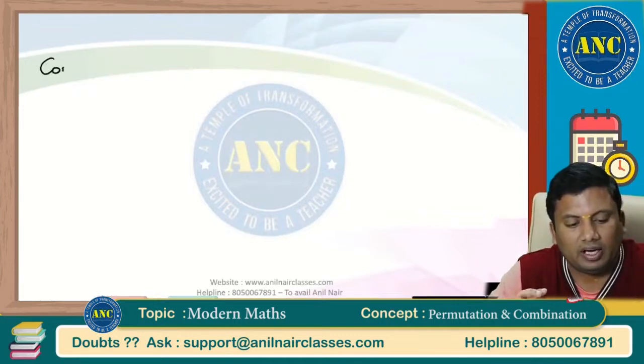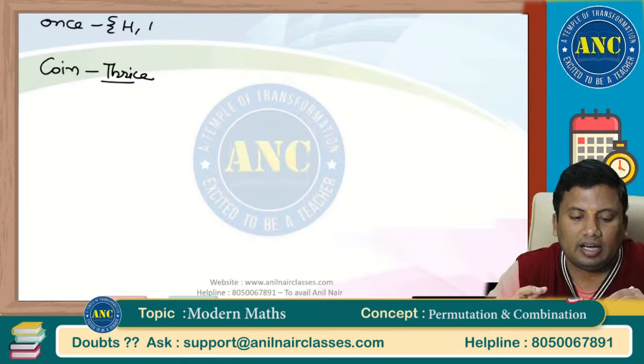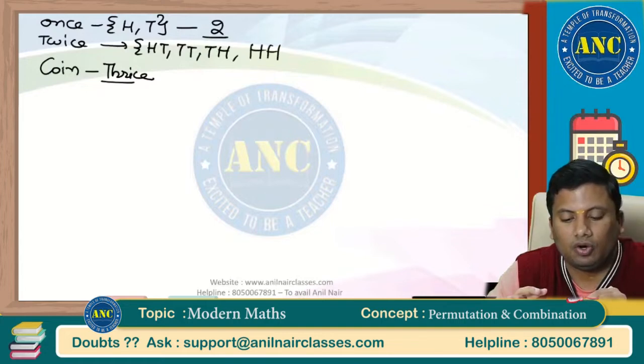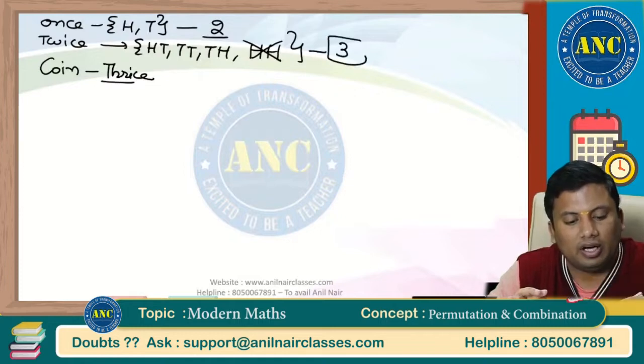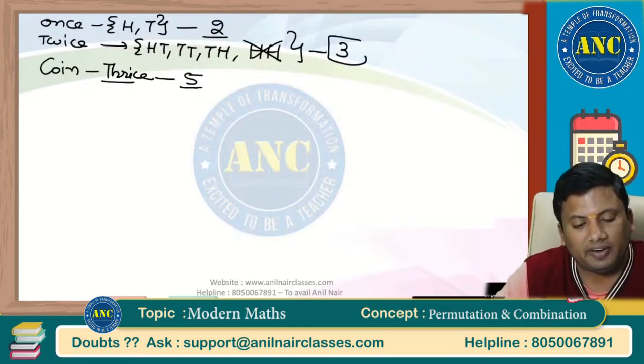Suppose a coin is tossed thrice. If a coin is tossed once, how many outcomes do I get? Either head or tail, so 2 cases. Twice, how many do I get? This is nothing but HT, TT, TH and HH. No 2 consecutive heads appear, so this is nothing but 3. For a coin tossed thrice, I should get 5 ways. I am getting 5 ways, right?